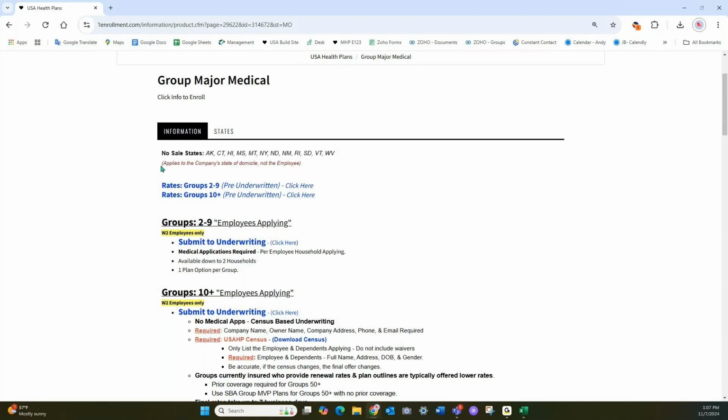But it's important that you recognize that we're looking at where the company is domiciled. We do not care where the employees are at. So for example, if you're looking here and you see that it's not available in New York, right? But you're in Jersey and the company's in Jersey and they have employees in New York, well, that's totally fine, right? Because the company is domiciled in Jersey. Again, we don't care where the employees are at. We're looking at where the company's domiciled. So this matches the individual product, so nothing different there.